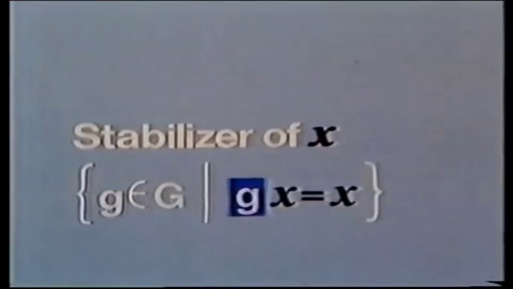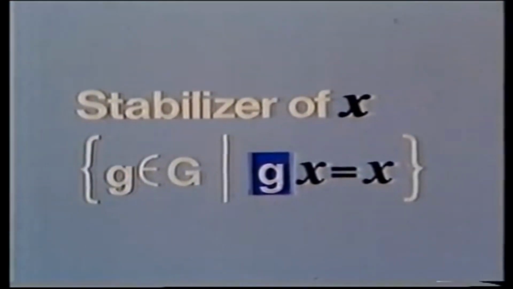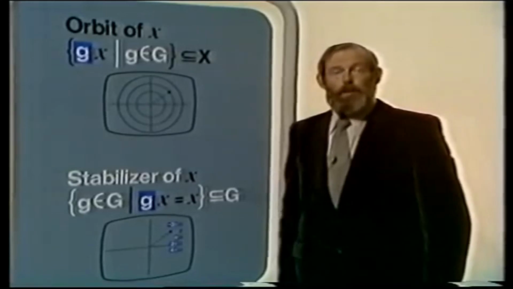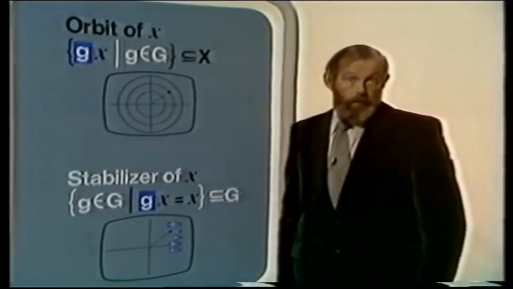In general terms, the stabilizer of X is the set of all elements in the group G such that the action of G on X will leave X fixed. That example then should give you some idea what's meant by the orbit and stabilizer of a point.